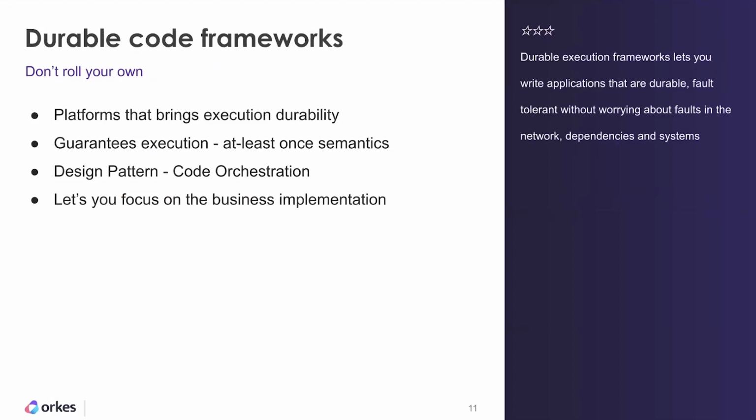So durable execution frameworks: many of them help you do things like add durability to the code, or provide some level of logging so that you can see what's going on. These are the frameworks that let you bring execution durability. They also guarantee execution, so that once you call a function or a process, it guarantees that it will complete, most of the time with at-least-once semantics, and with some effort also exactly-once guarantees.